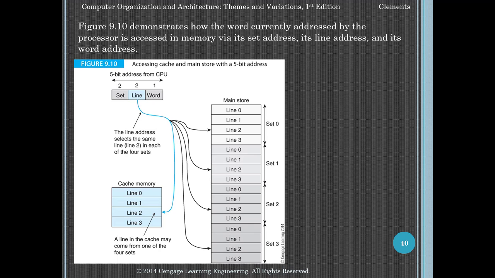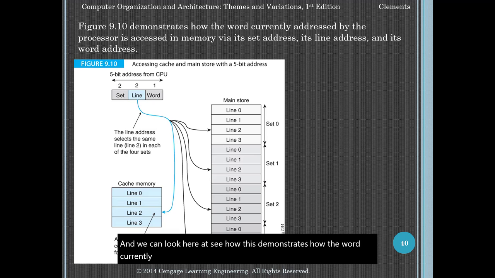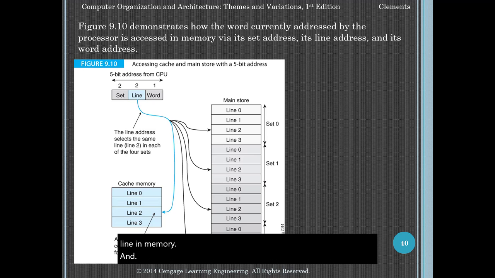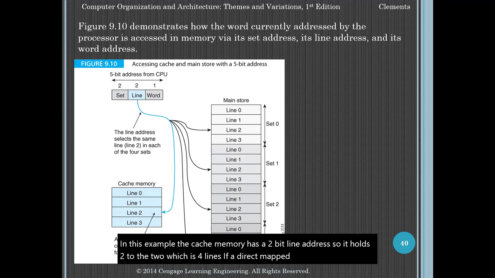And we can look here and see how this demonstrates how the word currently addressed by the processor is accessed in memory via its set address, its line address, and then its word address. For the purposes of this discussion, we need to consider only the set and line, as it doesn't matter how many words there are in a line. This arrangement in the figure is called the direct mapped cache, because there's a direct relationship between the location of a line in the cache and the location of the corresponding line in memory. In this example, the cache memory has a 2-bit line address, so it holds 2 to the 2, which is 4 lines. If a direct mapped cache has a B-bit line address field, then the cache must hold 2 to B lines of data.